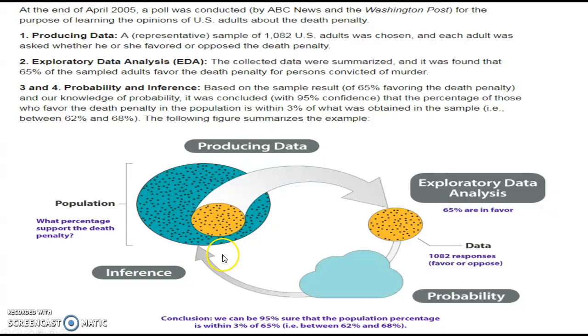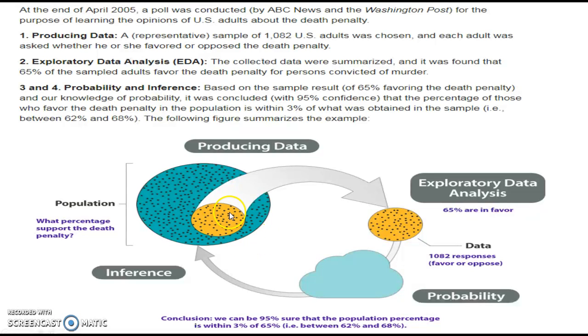They wanted to know what the entire population, in this case all U.S. adults, thinks. We can't ask all U.S. adults what they think about the death penalty, so they took a sample. And the key is that they took a representative sample. The representative sample was of size 1,082. 1,082 U.S. adults were chosen, and then asked whether they favored or opposed the death penalty.